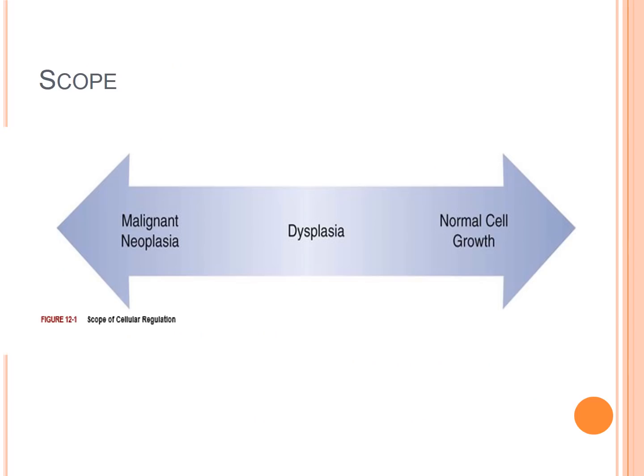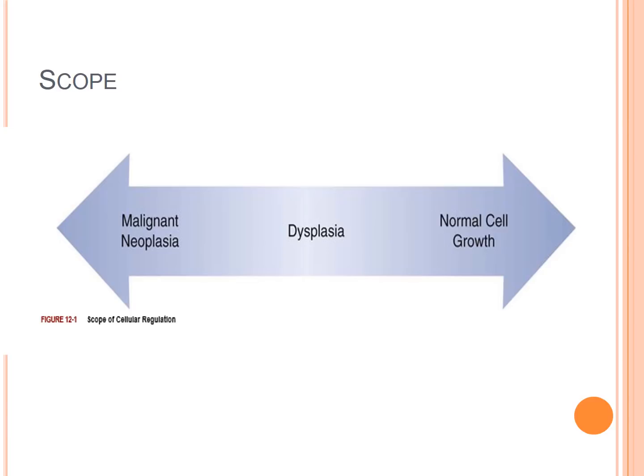So the scope of the concept. We have normal cell growth. That means that the cells are proliferating at a rate that they should be. These cells are able to differentiate themselves depending on where in the body they're supposed to be and what functions they are supposed to carry out. This is your normal, healthy cell cycle where your cells are functioning as they should be.